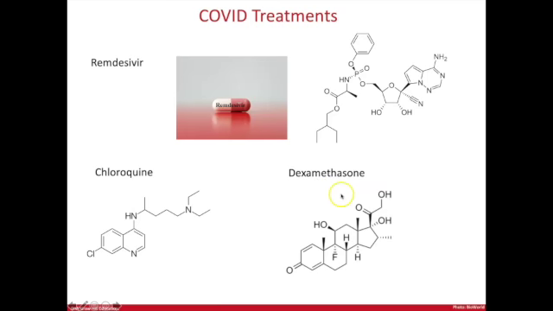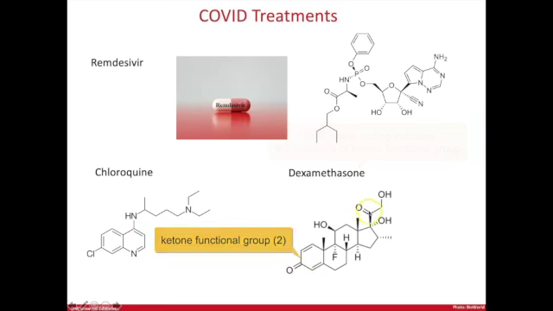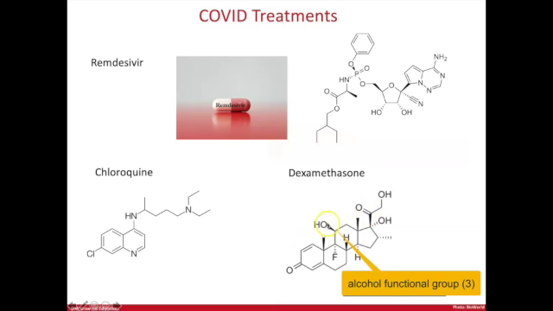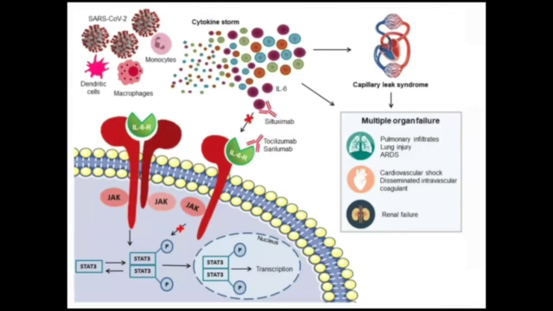Dexamethasone is also used for treatment, and there are a lot of functional groups here. So this is a carbon double bond oxygen, that's a ketone group. Here's another ketone group. And then the OH, there's 1, 2, 3 of these, those are alcohol groups. And all of those functional groups are attached to what you might recognize is this basic 4-carbon ring that is present in steroids.